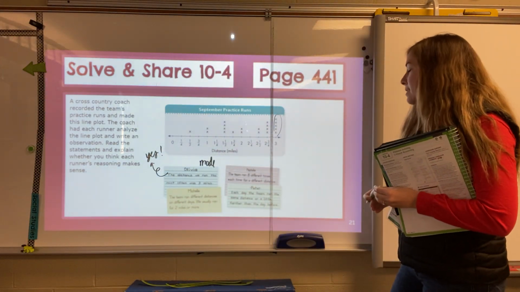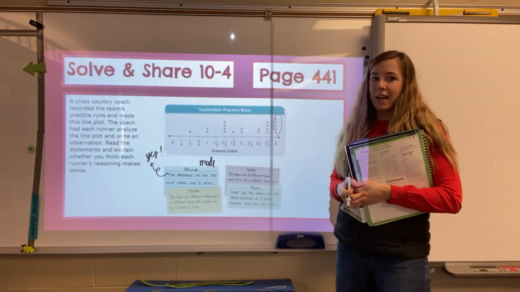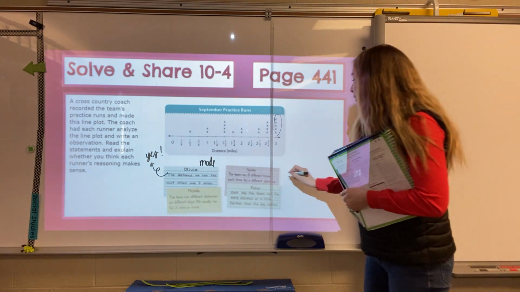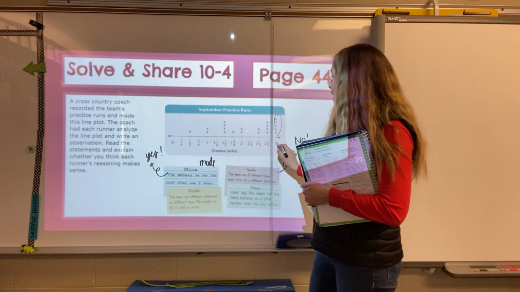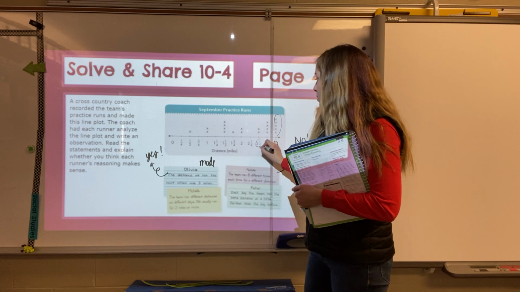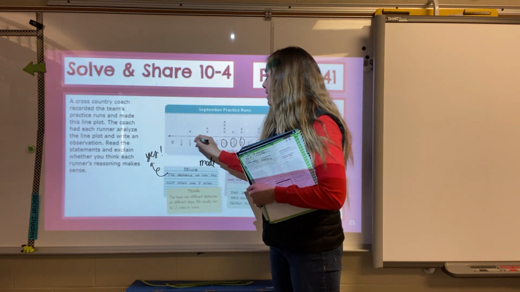All right, here's Natalie's. The team ran 8 different times, each time for a different distance. So think about that. Are there only 8 different times up there? All right, for Natalie, unfortunately, the answer is no. The team ran 8 different distances. We've got 1, 2, 3, 4, 5, 6, 7, 8.